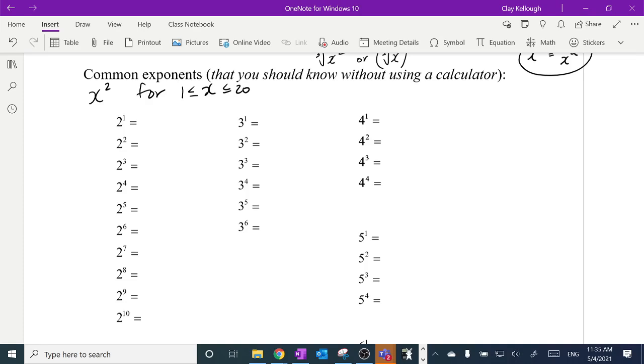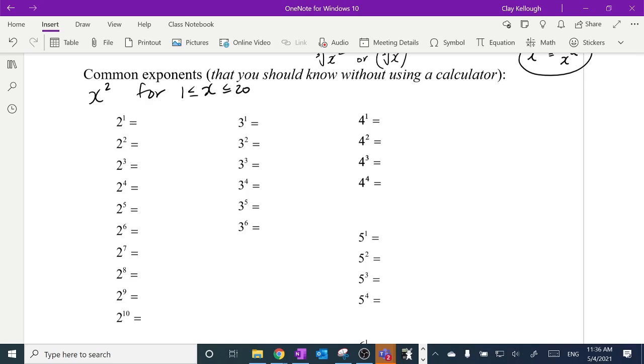169. 14: you just have to flip those digits on the last two. 196. Starting to come back to you now. 15 squared, 225. And that's where the curriculum says in grade 8 you're supposed to know. But 16 is 256. 17 is 289. 18 is 324. 19 is 361. And of course, 20 squared is 400.